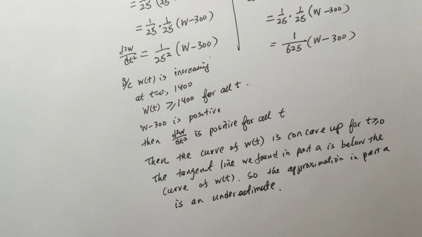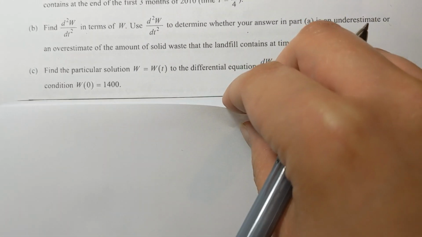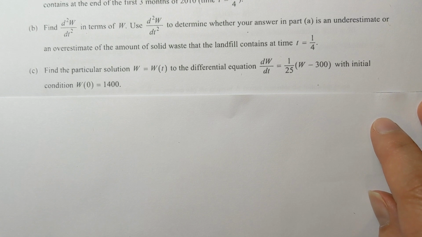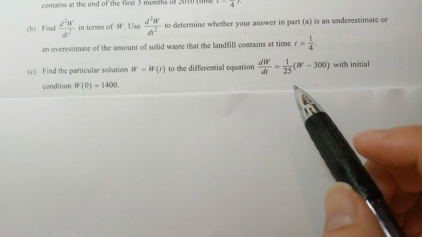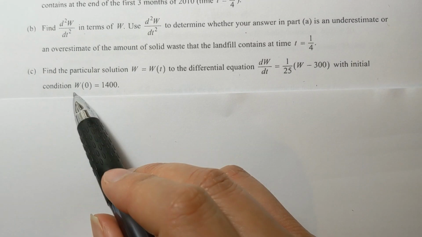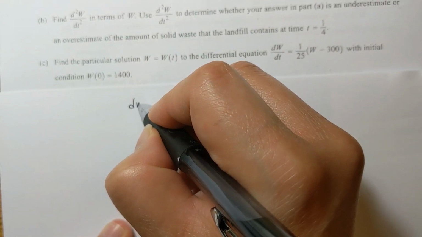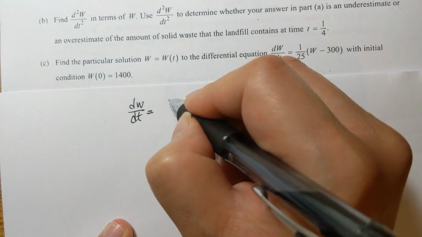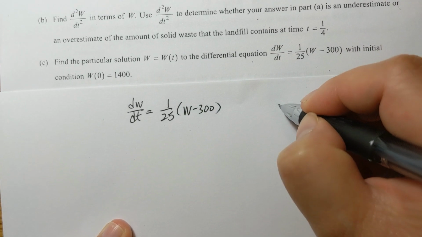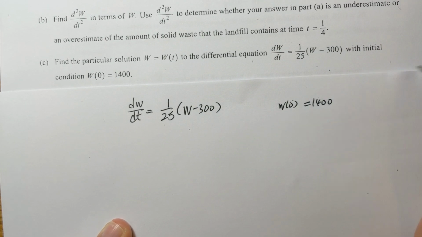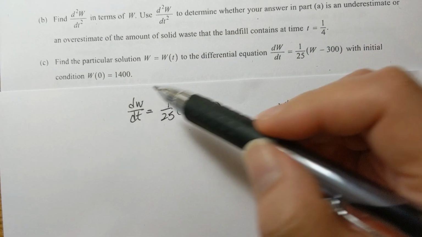Now let's go to part C. Find a particular solution W equals W(t) to the differential equation with the initial condition W(0) equal to 1,400. So we get dW/dt equal to 1/25 times (W minus 300), and the initial condition is this. So the question asks us to find W(t).